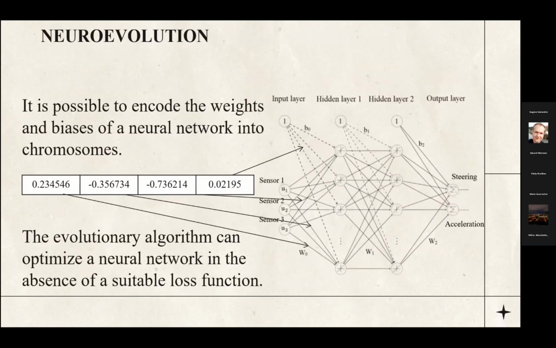The neuroevolutionary approach involves encoding weights and biases. Each weight or bias of the neural network is encoded into an individual gene and represented as a real number. The neuroevolutionary algorithm is particularly advantageous for optimizing neural networks in scenarios where defining a suitable loss function is very challenging or impractical.